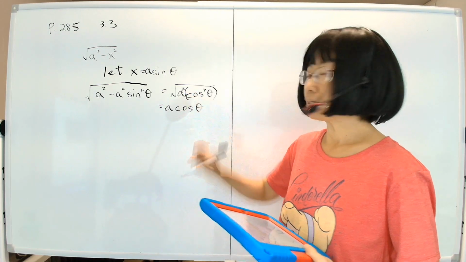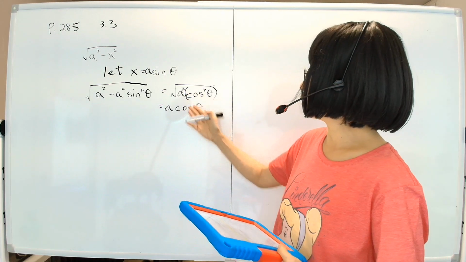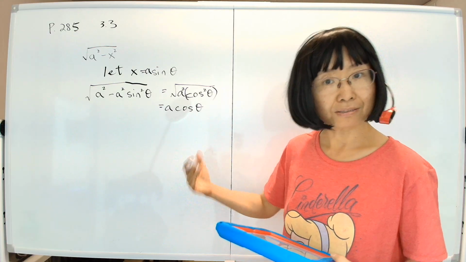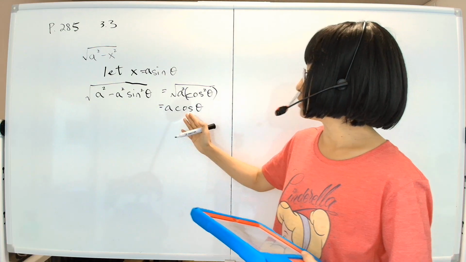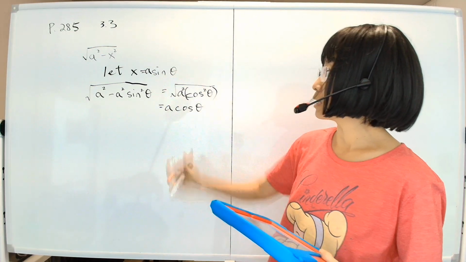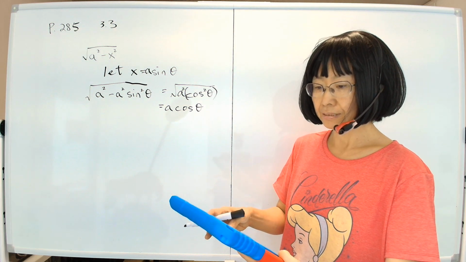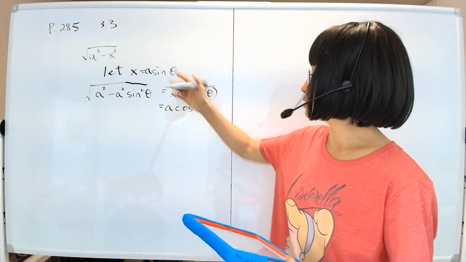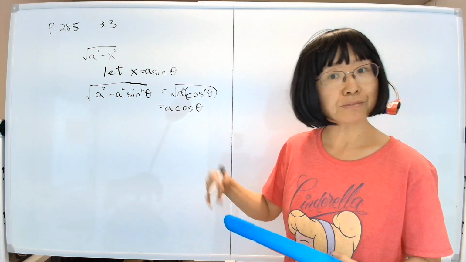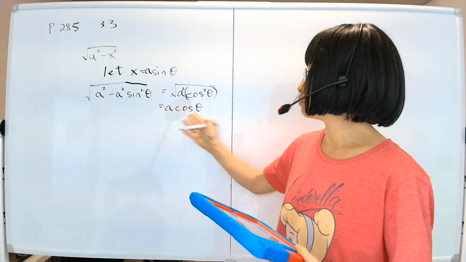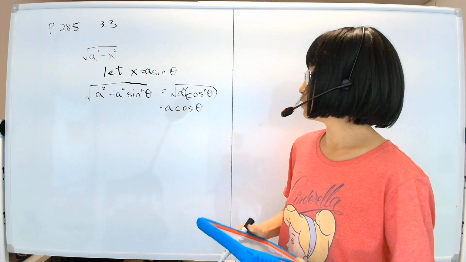And then, in taking the square root, we have to worry about the sign. There's a plus or minus square root. But in this case, we define theta to be between negative pi over 2 and pi over 2, such that the cosine is going to be positive the whole time, and therefore we don't have to worry about the negative version of it.